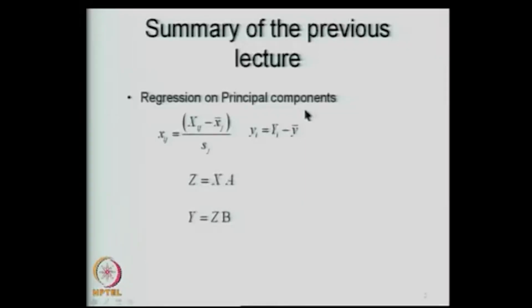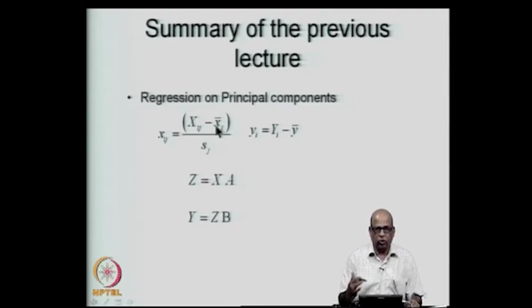I will just go through what we did. We use the principal components in the regression analysis. Instead of doing the regression on the original observed variables, we do the regression on the principal components. The original variables are first standardized. By standardize, you now know that we deduct the mean and divide by the standard deviation, and that is how we get the transformed variables.